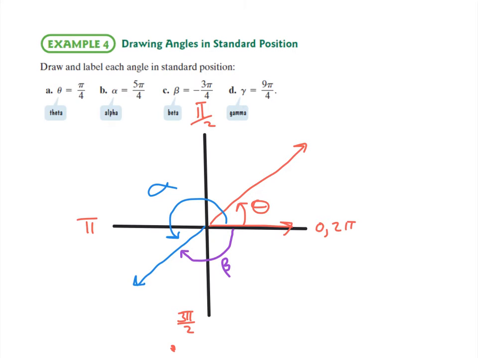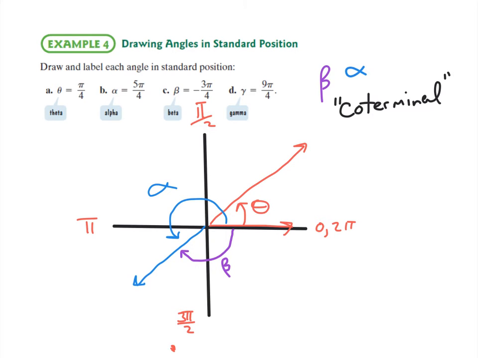Now, we're going to throw out a word here that we're going to talk about in a few minutes. Because alpha and beta have both the same terminal point, or terminal ray, we call them coterminal angles. So beta and alpha, these two are coterminal. Okay, and we'll get into more of that in a minute.